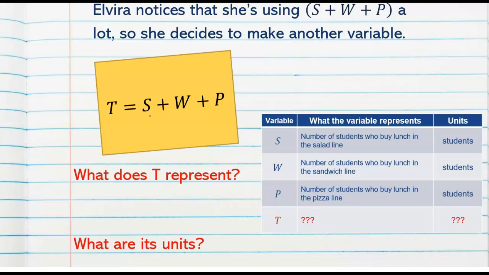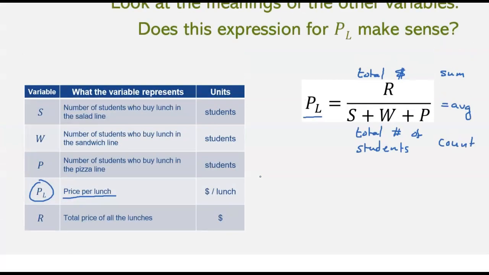Well, we said it's students who buy in the salad line, plus the sandwich line, plus the pizza line. That sounds like it's going to be total students who buy lunch. But notice how much easier these previous things become if we just put T in place of that. Now we could write this as P sub L equals R over T, if that's the total number of students. This is a lot simpler to work with and read.